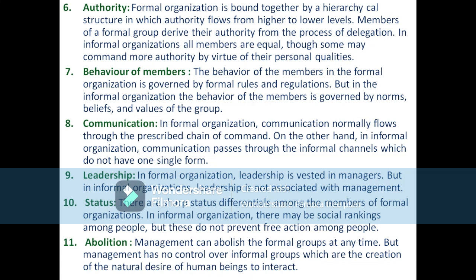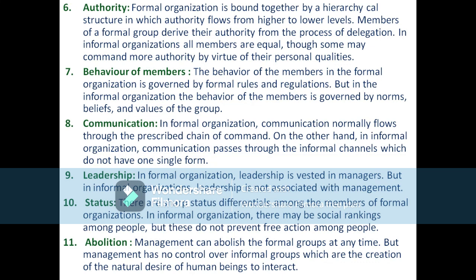Coming to leadership, in formal organizations, leadership is vested with managers. We all know functional heads and departmental heads will be the head of that particular department, and they will be treated as the leaders. But in informal organizations, leadership is not associated with management. They will elect the leader according to commitment and capabilities. So a leader will be elected within the informal groups.